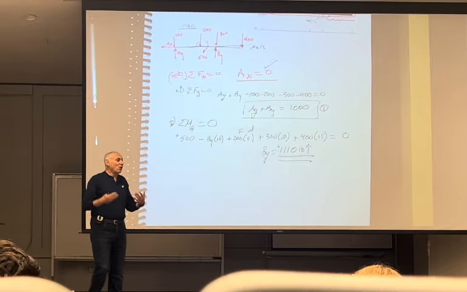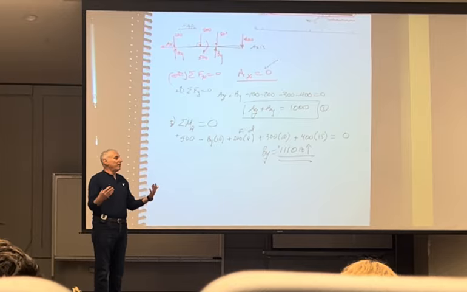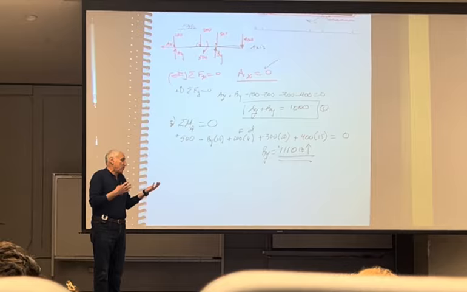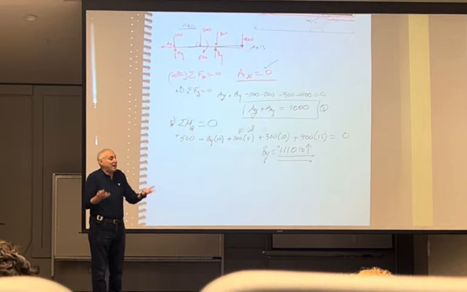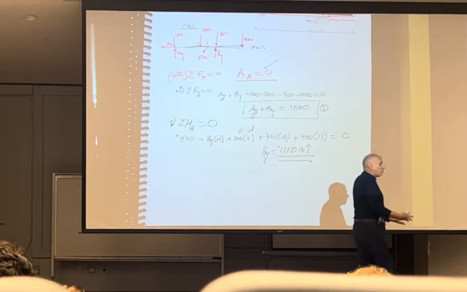Again, those values of AX, AY, their directions, you can do whatever you want with them. You want to go downward, great. You want to go upward, great. You want to go to the left, great. You want to go to the right, I don't care. It doesn't matter. The math will tell you if you got the direction right.